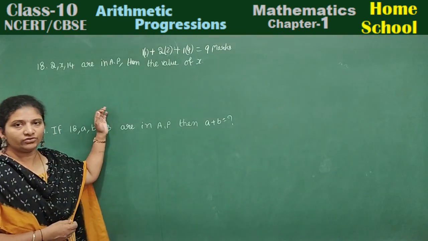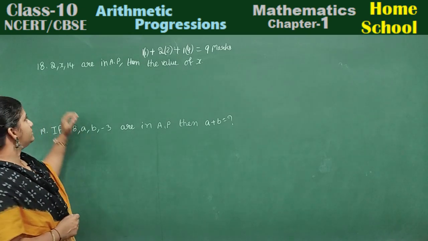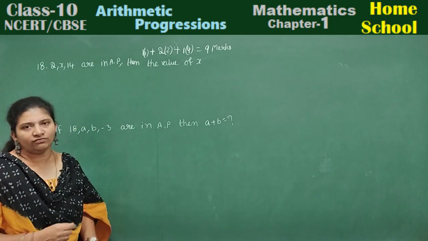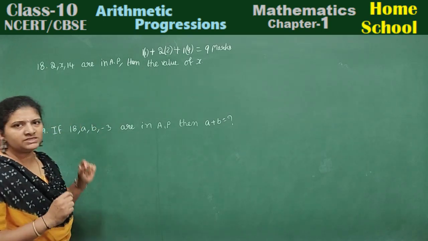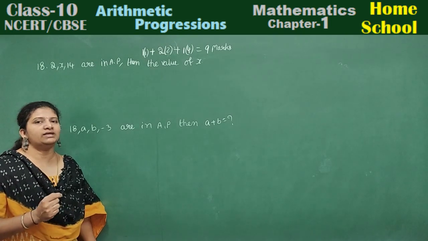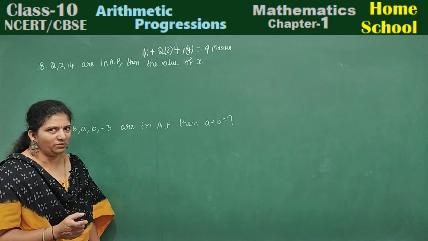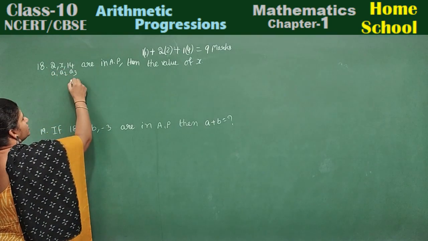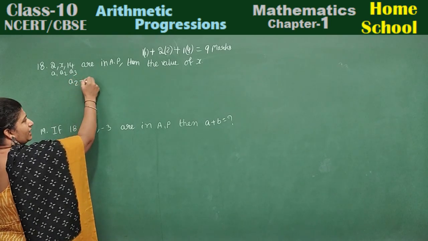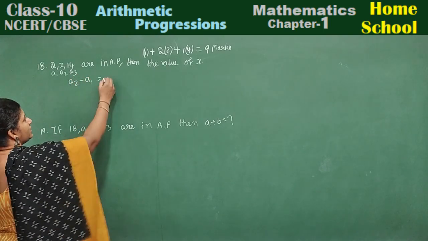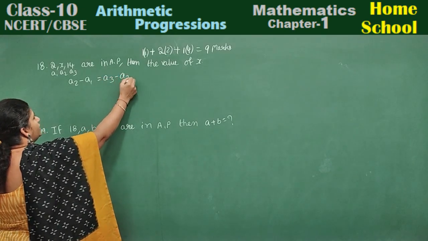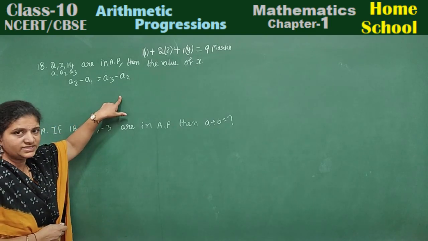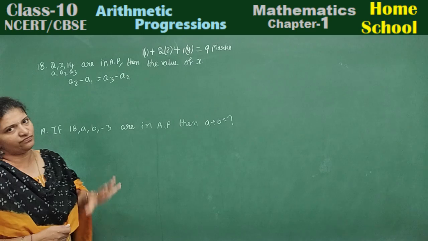Let's see the next variety of questions which were asked in our previous papers. If x minus 2, 2x, 14 are in arithmetic progression, then find the value of x. See here, these three terms are in arithmetic progression. Then their common difference will be equal. Let me mark these A1, A2, A3. Common difference same means I can write A2 minus A1 is equal to A3 minus A2. Why? A2 minus A1 will be D, and A3 minus A2 is also the same D. It means the difference is fixed.